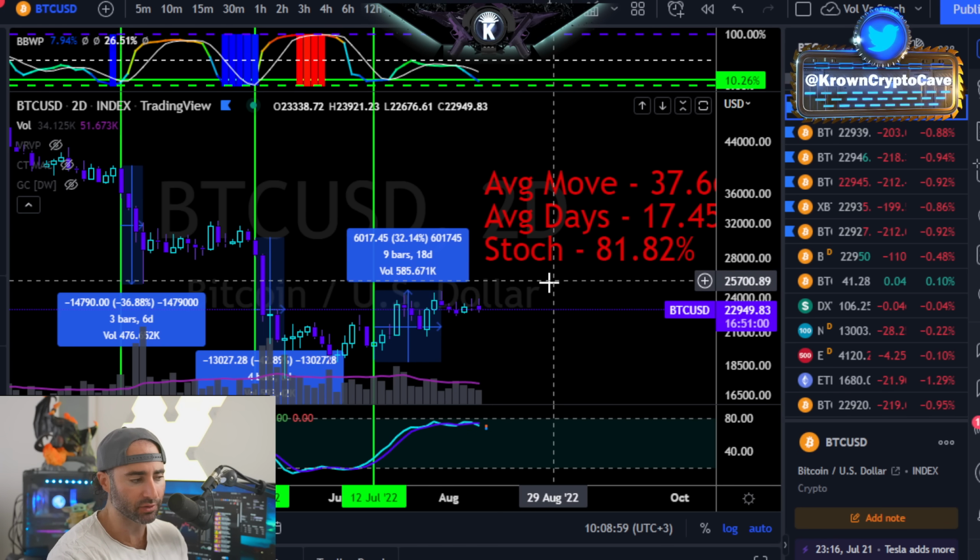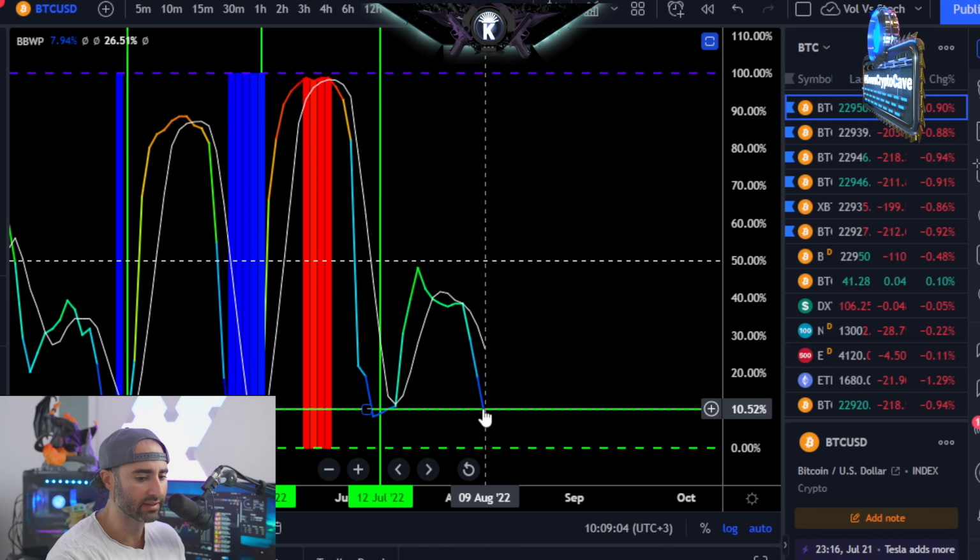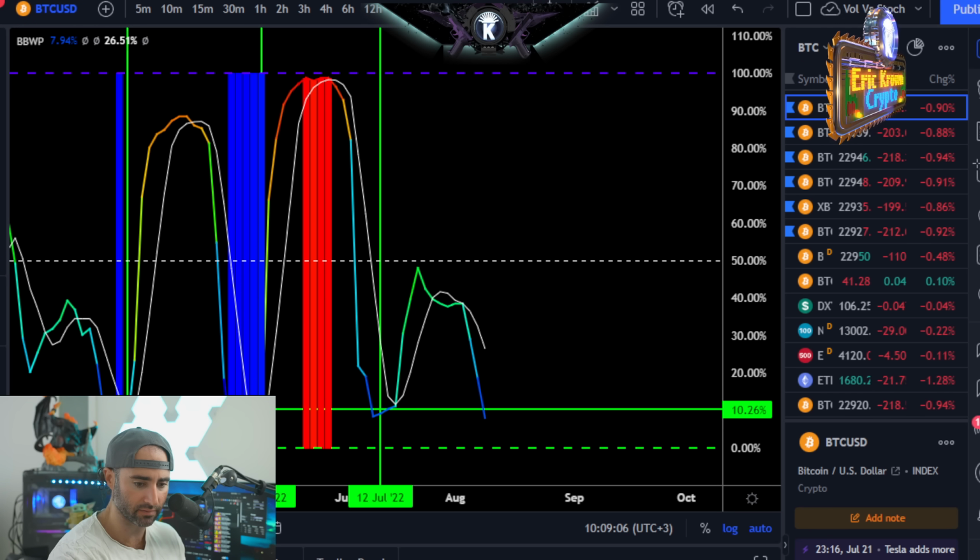And now we have the signal setting up yet again as the 2-day BBWP indicator gets to extreme lows right here. And apologies for that, my volume is way too loud.